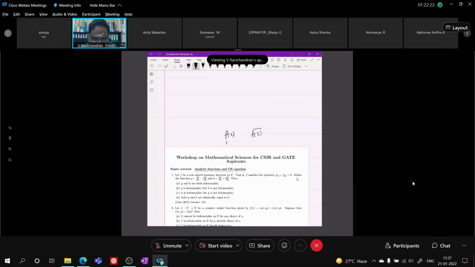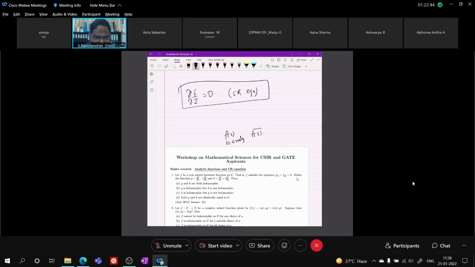If f is analytic, then f conjugate is not analytic. For example, you must be knowing that a function is analytic if dou f by dou z bar is 0. This is also a Cauchy-Riemann equation only, in a very simple format. So what does this CR equation say? The function f is independent of z bar. If z bar is there, then that function cannot be analytic, because it says dou f by dou z bar is 0, meaning there is no z bar inside f.